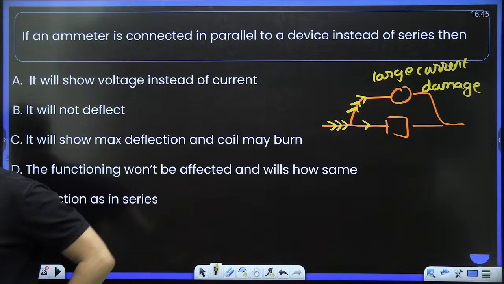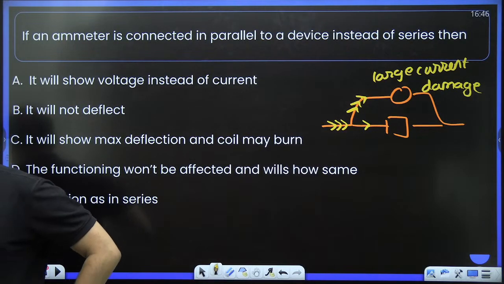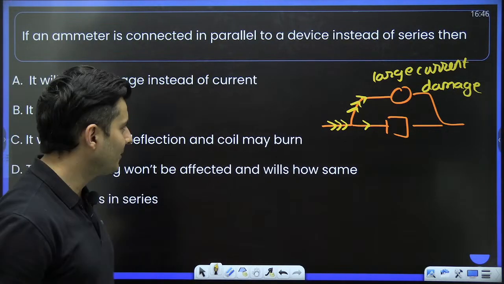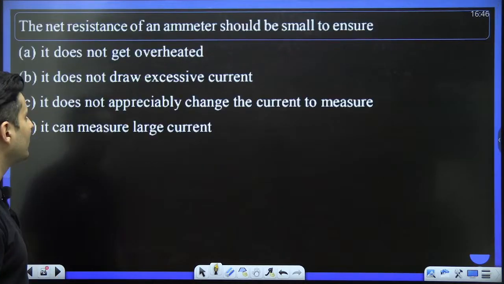Exactly. Option C. C for Captain Shreyas. Perfecto. That is the correct answer. Next question on your screen now.